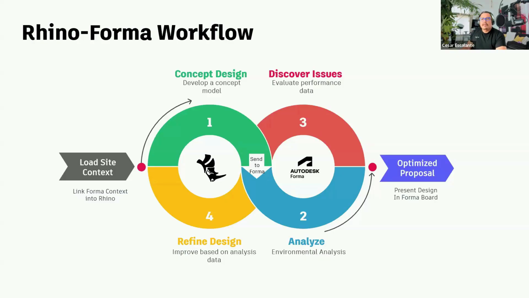And the last step is, once you identify what environmental issues your design is facing, you can refine your design in Rhino based on this data, revise the geometry, and repeat the cycle until you reach your project goals based on your environmental priorities.